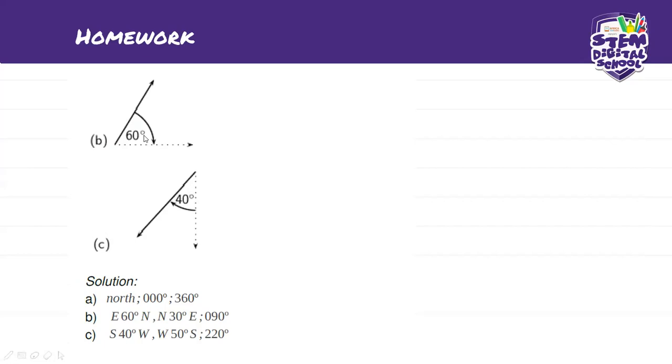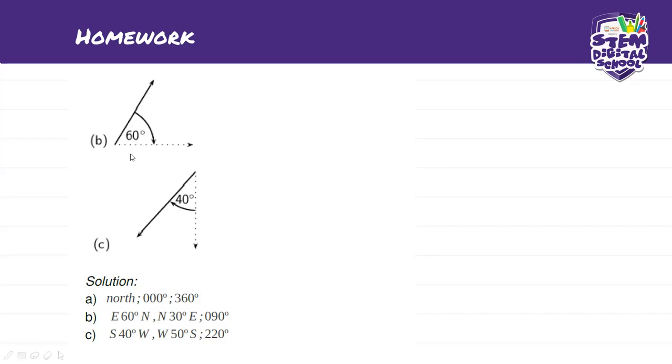And then, or you can say northeast 30 degrees. Basically these are the two notations that you can use for them. Okay. So this one is 30 degrees northeast or 60 degrees east of north.